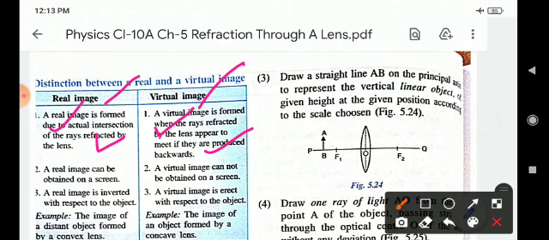Third point, a real image is inverted with respect to the object. A virtual image is erect with respect to the object. It is an example of a convex lens. It is an example of a concave lens. Okay, children.